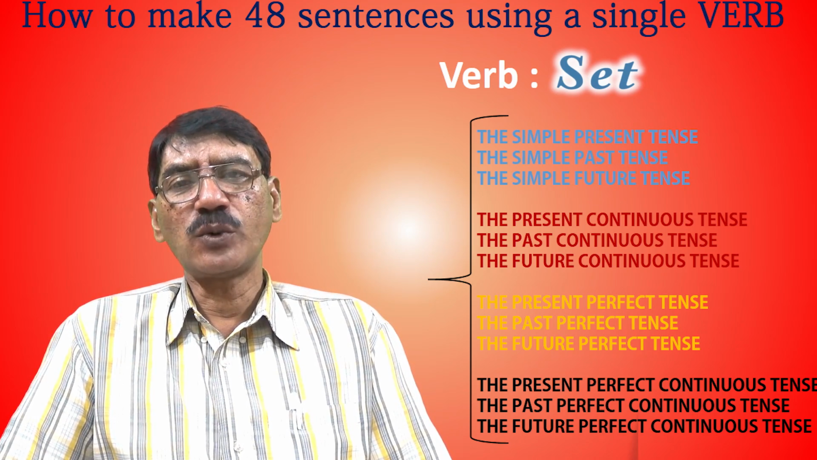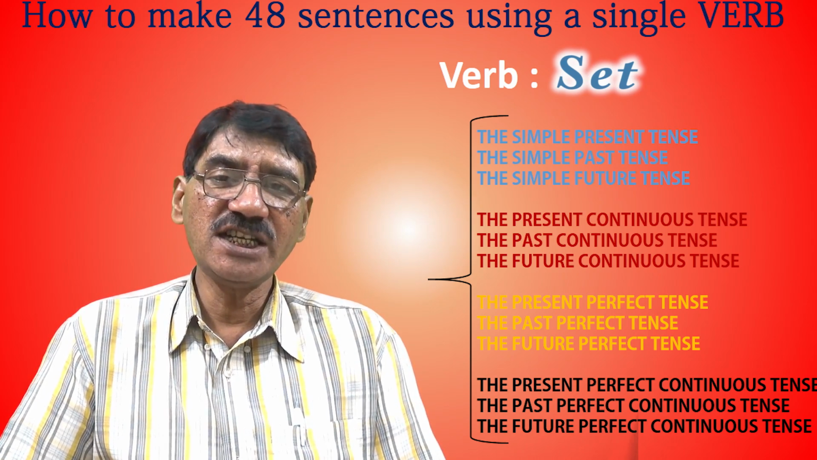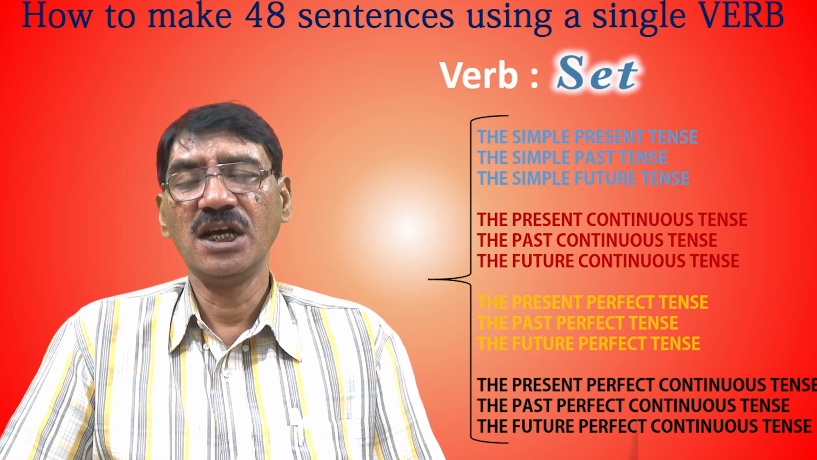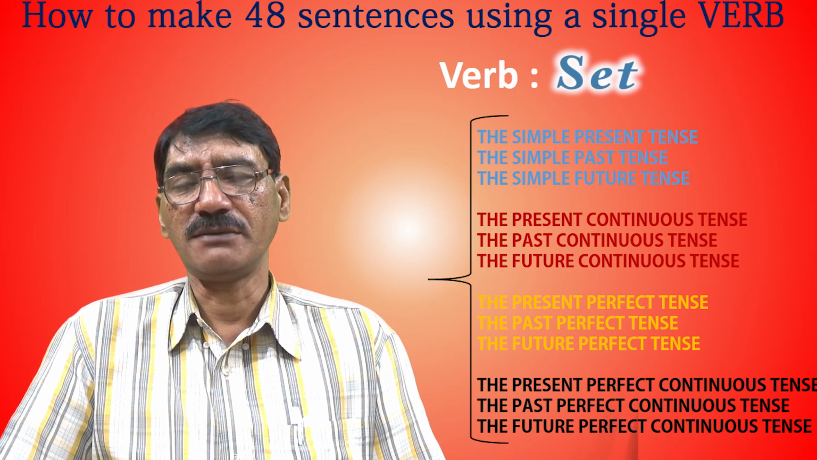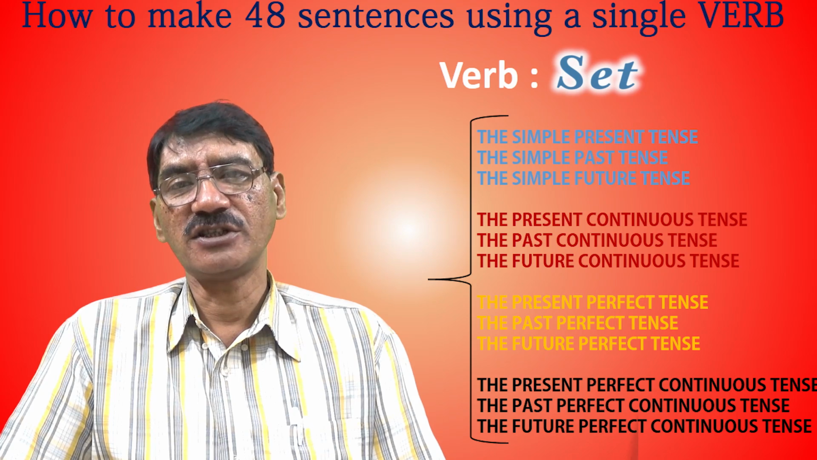She has set question papers. She hasn't set question papers. Has she set question papers? Hasn't she set question papers? She had set question papers. She hadn't set question papers. Had she set question papers? Hadn't she set question papers?